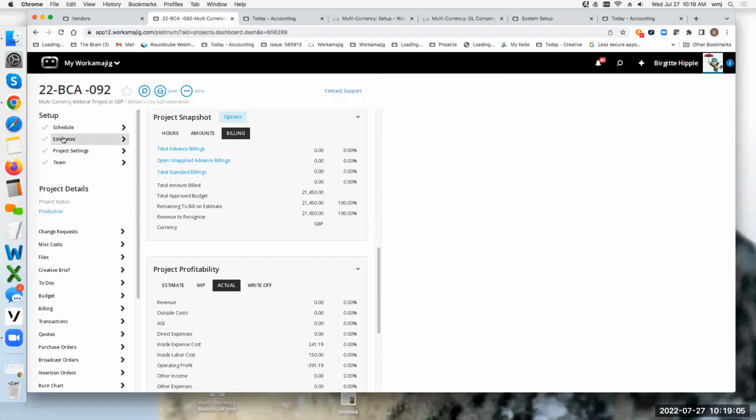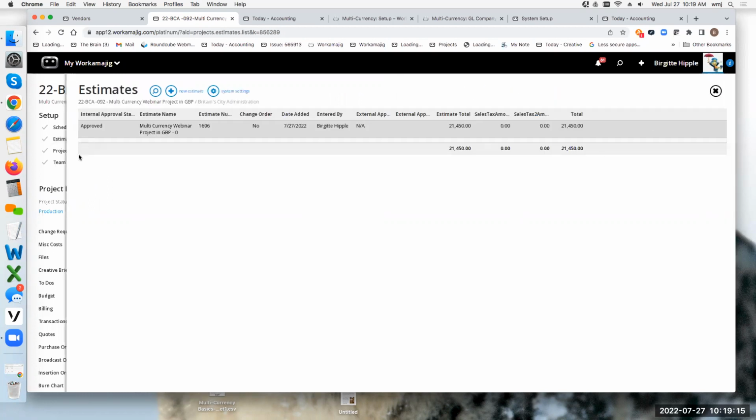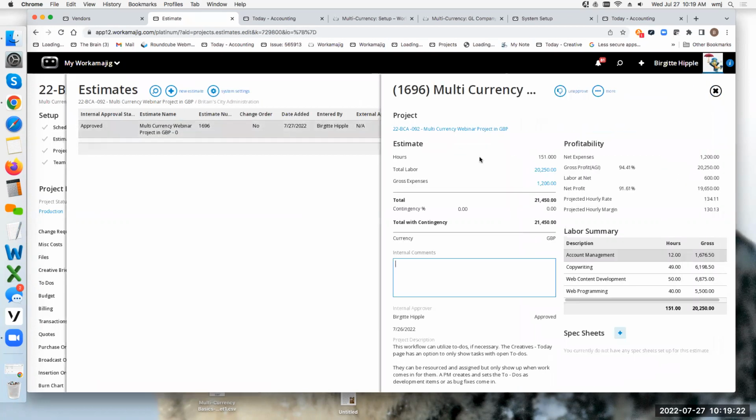When you enter anything on the project now, everything on this project, all of the numbers that you are seeing in the project snapshot, the amounts, the estimate, the budget screen, they are all now in British pounds. Okay. So when I'm looking at any of the numbers, you can see that there's a currency field.